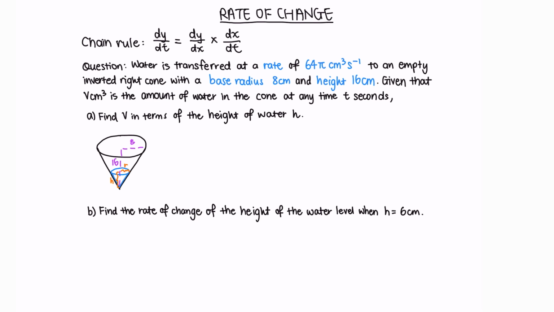Hello everyone. The fourth and final application of differentiation is rate of change. Now the most important thing regarding rate of change is actually the chain rule. In the differential form, the chain rule can be written as dy over dt equals dy over dx times dx over dt. Obviously, this y, t, and x can all be changed for something different.